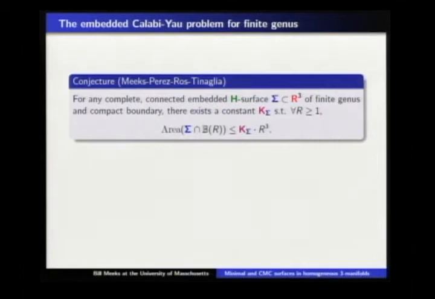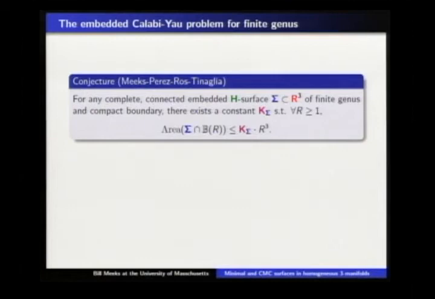Then there's an area estimate. So if you take a surface of finite genus complete and embedded in R3 and you intersect with a big ball, you always have finite area. The surface always has finite area. In fact, not just finite area, an estimate on its area. Okay, so notice we're not assuming curvature estimates. We're just saying we have an area estimate.